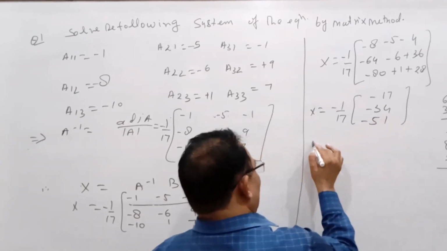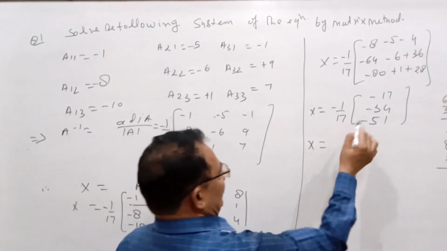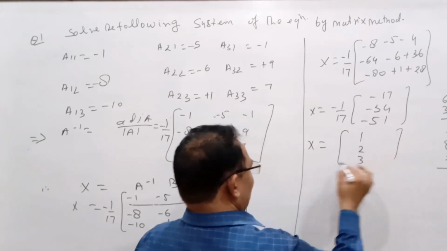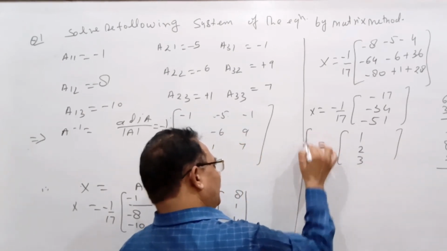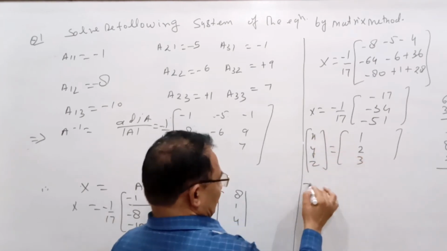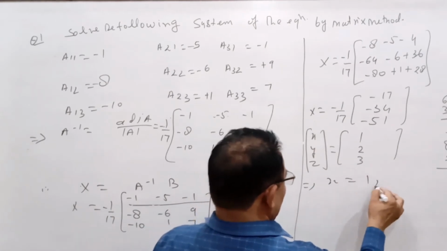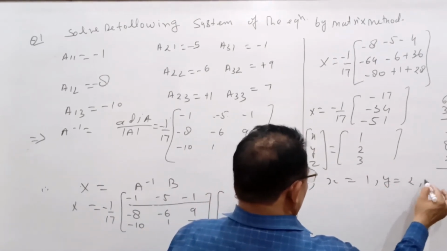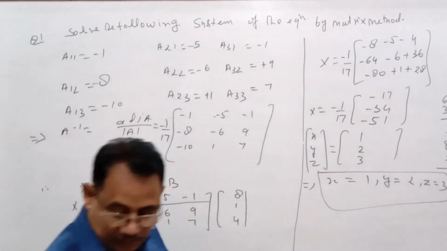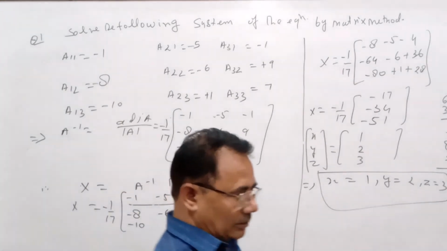Now X is equal to this, and we can multiply it, that is plus 1, 2 and 3. Here we also put the values of x, y and z. This implies that x is equal to 1, y is equal to 2, and z is equal to 3, is the set of solution, and it is the complete answer.